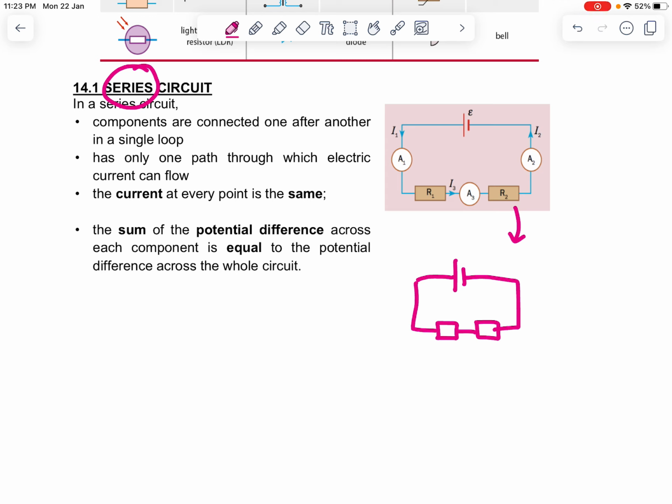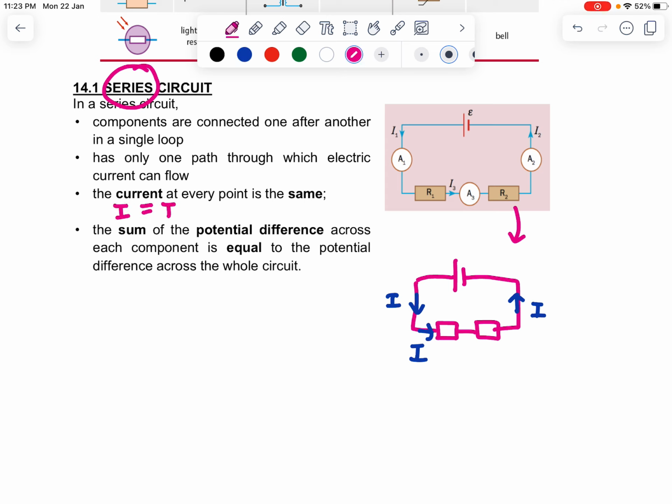Okay, so what do we know? Current at any point of the circuit, capital I, is the same. I equals I1 equals I2 equals I3 in the series circuit, always the same. But the sum of the potential difference from each of the components, such as the resistors, is an addition.